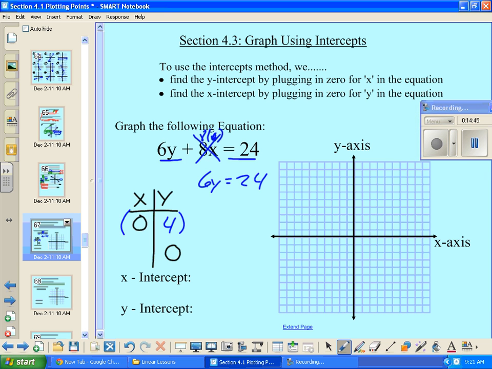There's my y-intercept. 1, 2, 3, 4. The point is left to right 0, up 4. It's on the y-axis. That's the y-intercept. Coming back to the original problem now.